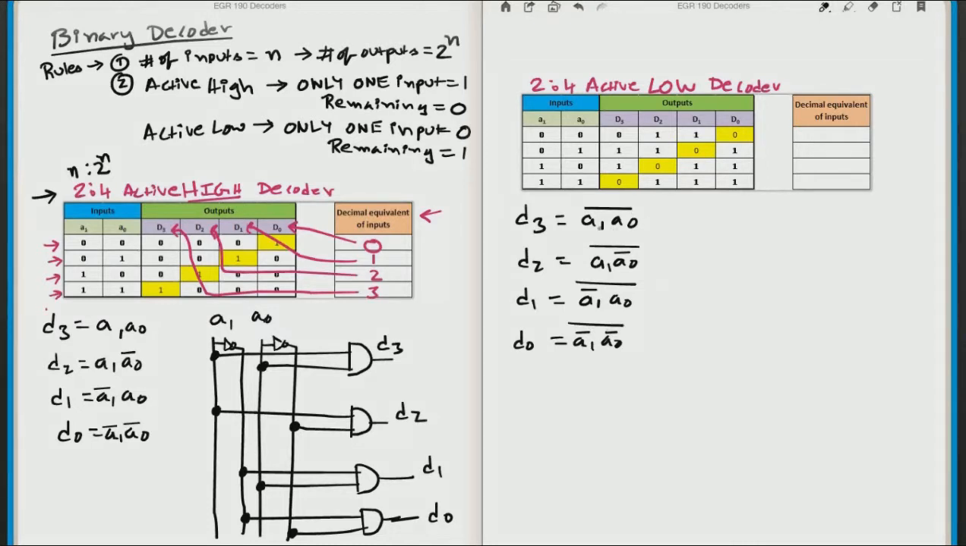So what we have is a complement of the product term. We have a product term, and the complement can be obtained through design. So a complement of a product term could be obtained through a NAND gate. So for that reason, I'm going to design 4 NAND gates here.